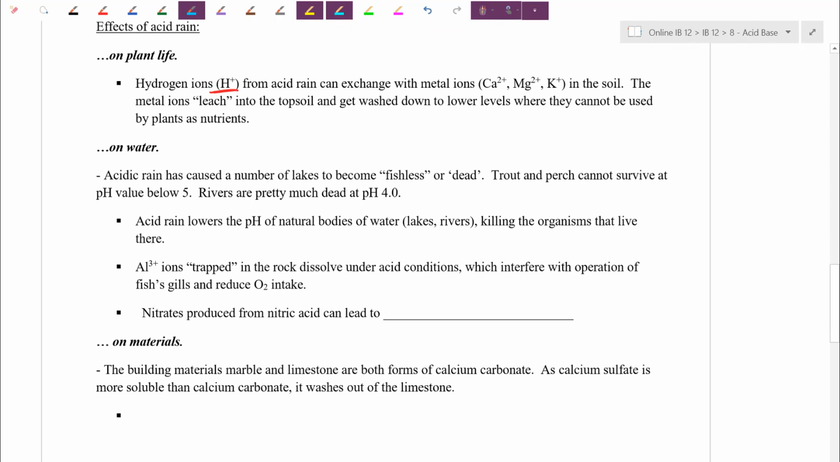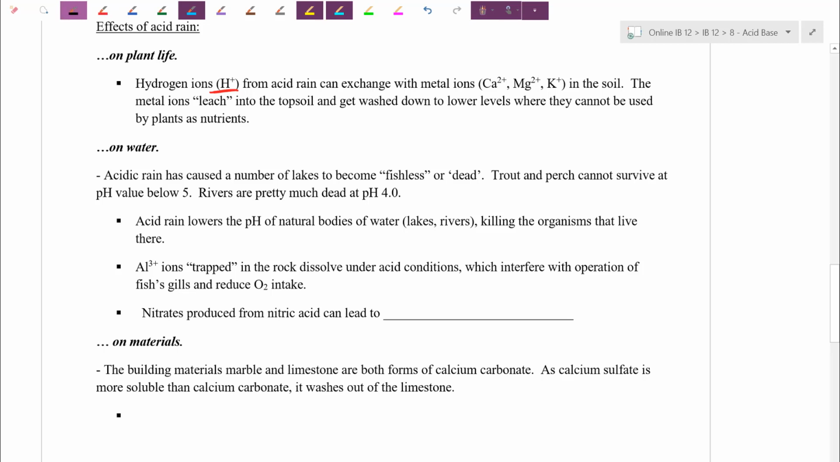Acidic rain can also cause a number of lakes to become fishless. The pH of the water is a little bit too acidic for the fish to survive, so that can have a direct impact. Certain fish can't survive below a pH of 5. Rivers are pretty much dead at a pH of 4. So that could be a direct consequence.